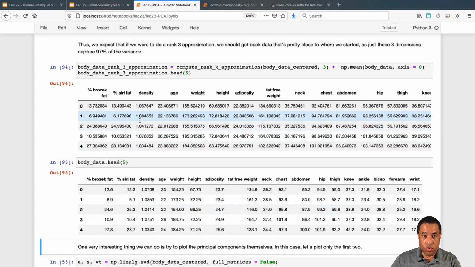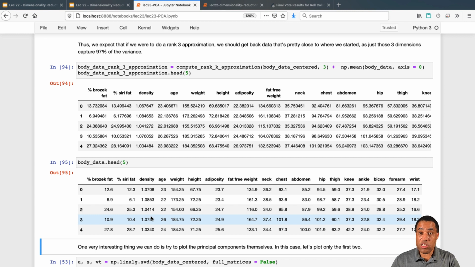Densities are pretty close, 1.07, 1.06. Ages are pretty close, 23.4 and 23. Weights, 154.25, 155. So some of these are a little bit closer, a little bit further. But we've captured 6.9, 6.9, 24.6, 24.3, 10.9, 10.4, 27.8, 27.3. We're doing a fairly good job with just those 3 principal components. So who would have thought that we could capture all of these different measurements with just 3 principal components?